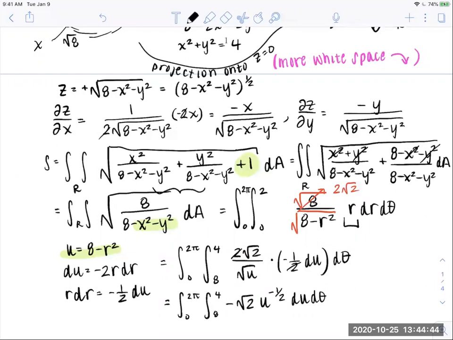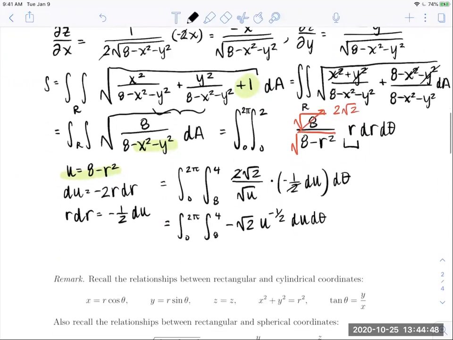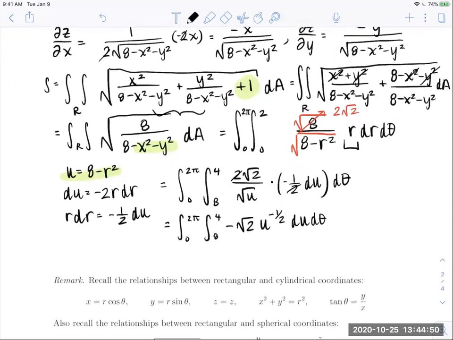All right, so now we're ready to integrate. When I integrate this, I'm going to add 1 to the exponent, which makes it 1/2, and then multiply by the reciprocal of 1/2, which of course is 2. So I have a negative 2 root 2 square root of u, where u is running from 8 to 4 d theta.